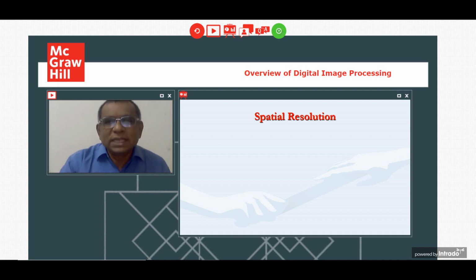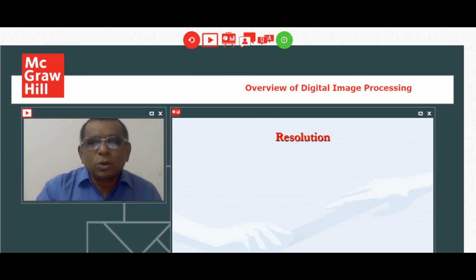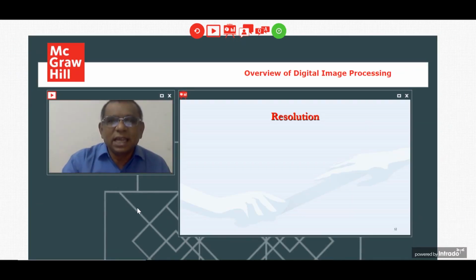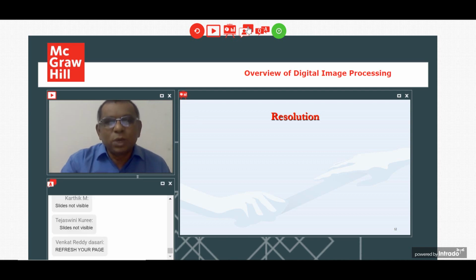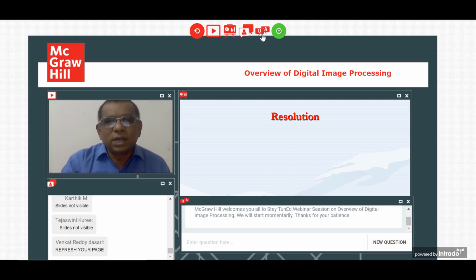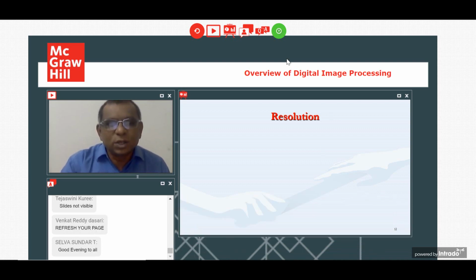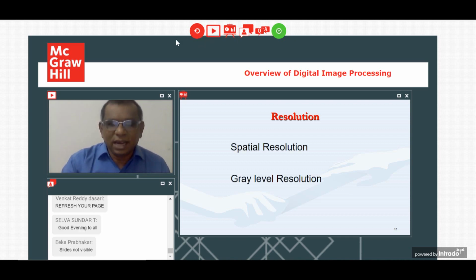Resolution. So what is basically the term resolution? Resolution refers to the smallest detail that can be seen with distinction. With respect to image processing, this resolution can be broadly classified into two types. One we call the spatial resolution, the other we call the gray level resolution. So spatial resolution, and then we have gray level resolution.